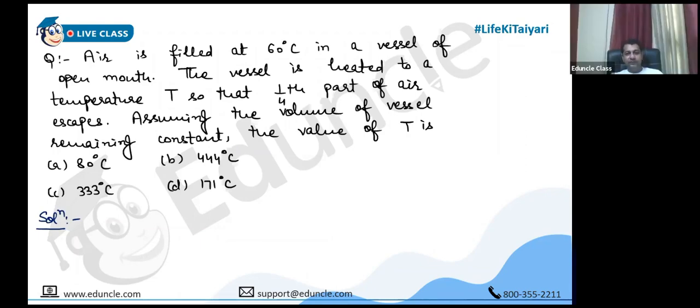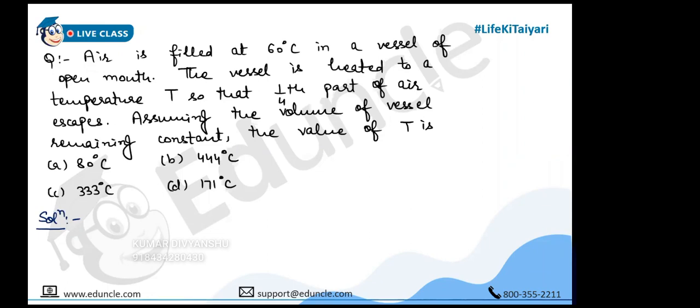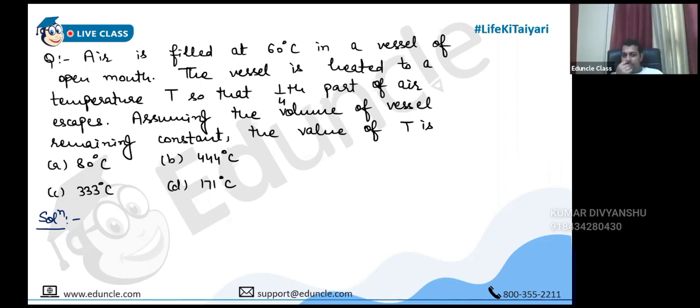In a vessel of open mouth, when we are heating the vessel to a temperature T, earlier it was at 60 degrees, then 1/4 of the air escapes. Assuming the volume to be constant, the value of T is? Volume of the vessel remaining constant means volume of the gas remaining constant, because the gas is inside the vessel only. So the gas occupies the same volume as that of the vessel.